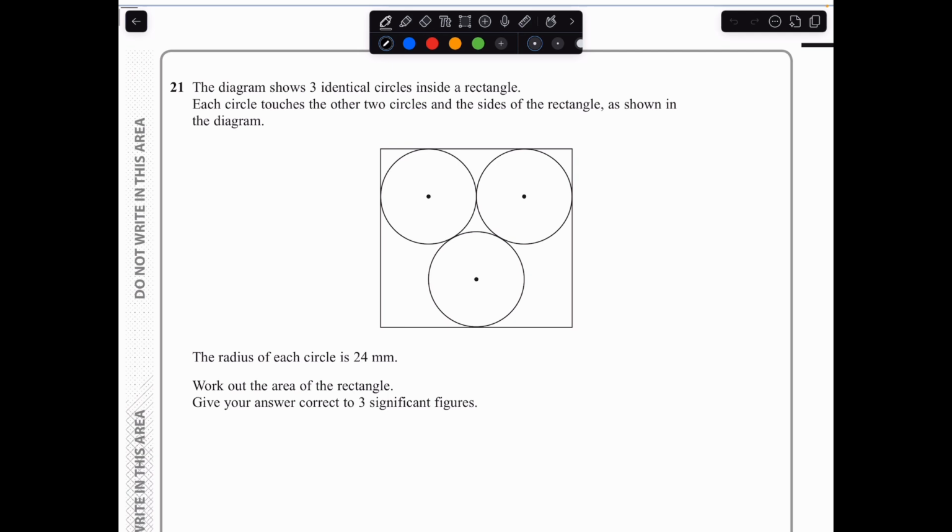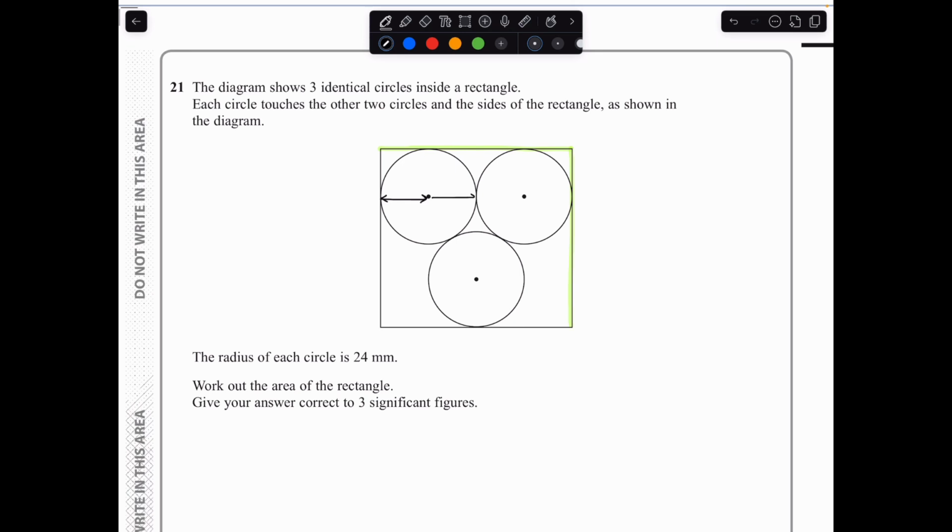So first thing is, to find the area of the rectangle, we want to know what these two lengths are. So what one of the sides is and what another one of the sides is. Let's see if we can figure these two out. The first thing that comes straight to mind is we know what the radius is for each of these circles.